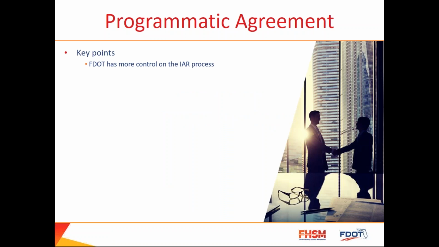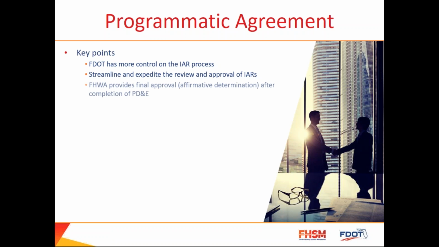So key points for this programmatic agreement: it allows FDOT to have more control of the IAR process. It allows us to streamline and expedite the review and approval of IARs. And FHWA still provides their final approval, which is the affirmative determination, after the completion of PD&E.